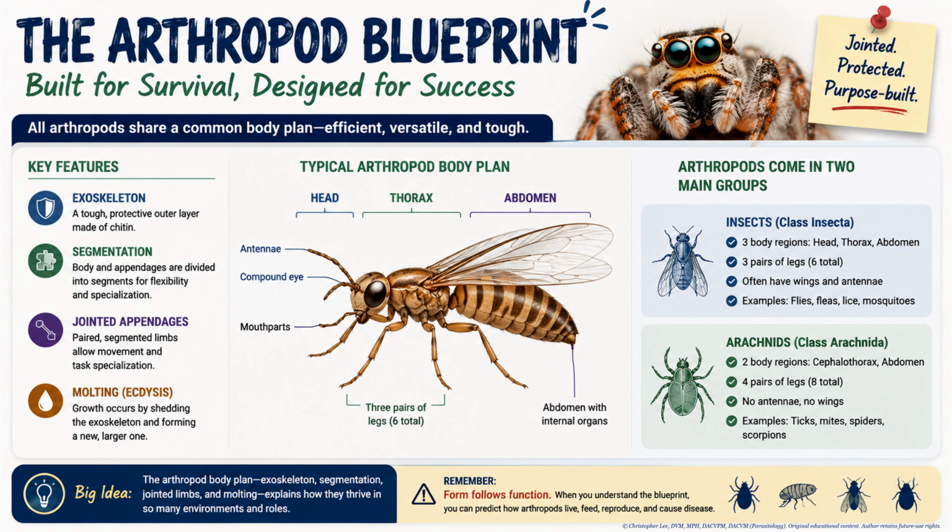This slide gives us a structural blueprint. Arthropods are protected, segmented, jointed, and purpose-built. The exoskeleton is a tough outer covering made largely of chitin.